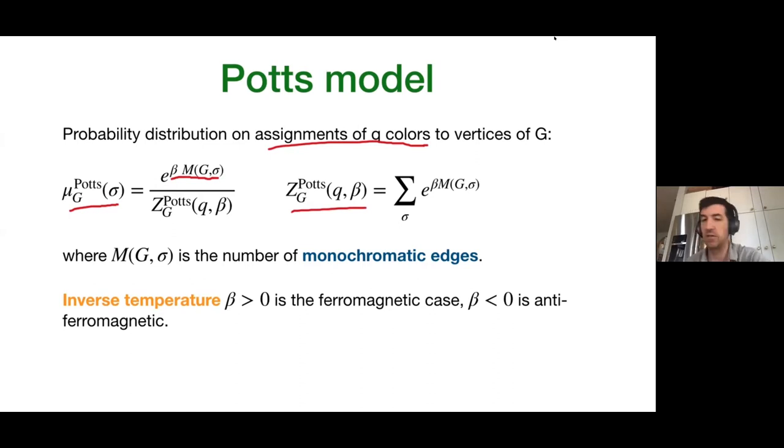This plays a key role in statistical physics. It also plays a key role in combinatorics. You can think of the partition function as some sort of weighted counting object. So if you want to apply some statistical physics techniques or ideas to combinatorics, it's really the partition function that will play the role of counting. This parameter beta is the inverse temperature. If beta is positive, then you prefer monochromatic edges. It's called the ferromagnetic case. That's mostly what I'll be talking about today. If beta is negative, then it's anti-ferromagnetic.